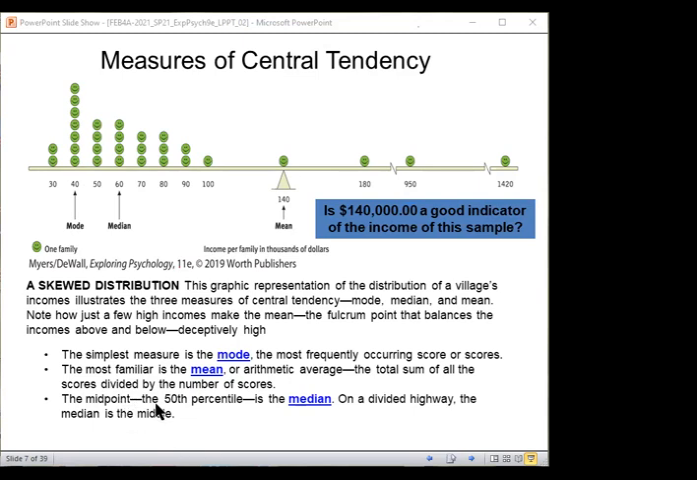The midpoint, or the 50th percentile, is the median. On a divided highway, the median is simply the middle of the road. And here we have 60,000. So let me ask you this question. This is a genuine question here. Is $140,000 a good indicator of the income of this sample? If you were writing a report, would you tell the reader that the salary average is $140,000, or would you go with a different type of central tendency?